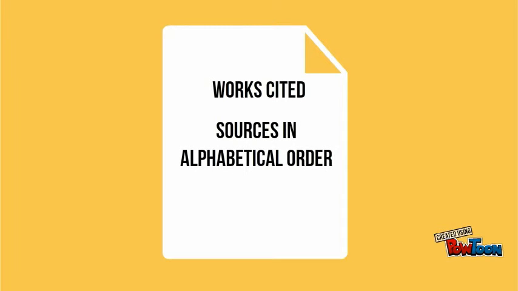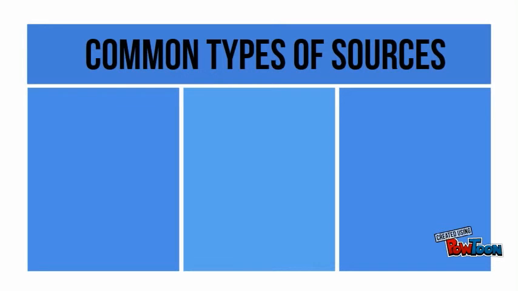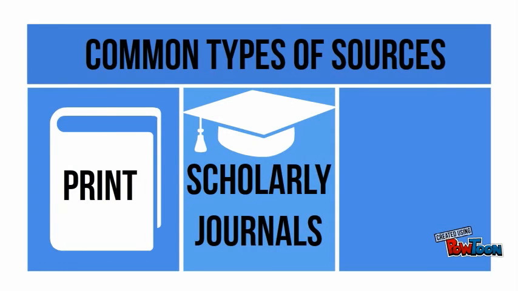For your Works Cited page, which is the last page of your paper, you should remember these formatting guidelines. The phrase Works Cited should be centered at the top of the page. Your sources should be listed in alphabetical order, and you should use a hanging indent for your sources. Each type of source is formatted differently in your Works Cited page, but here are some general sources that you will probably be using: print sources, scholarly journals, and web pages.